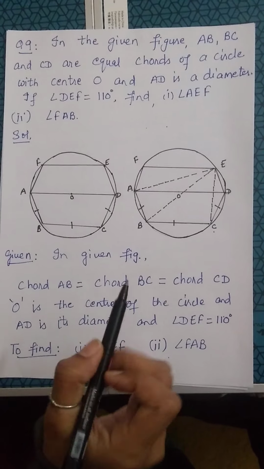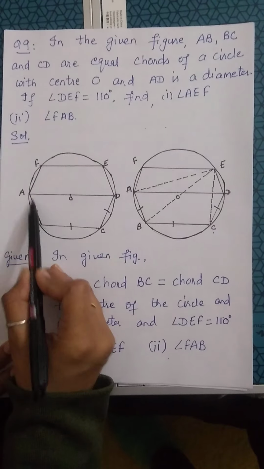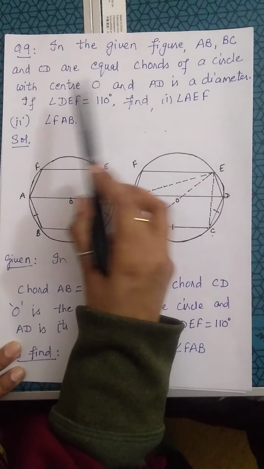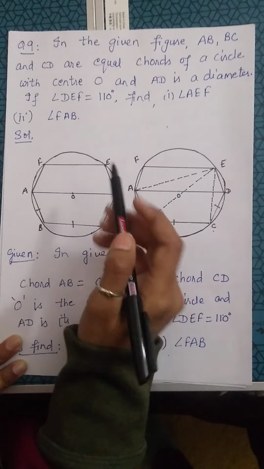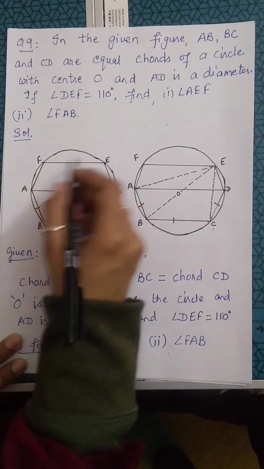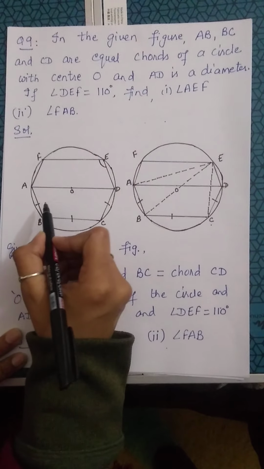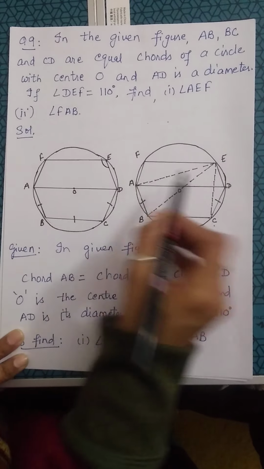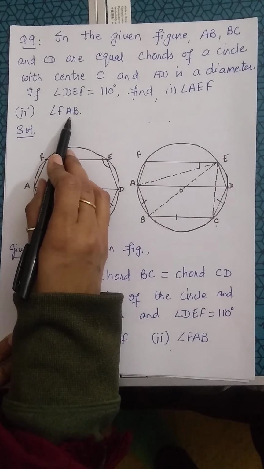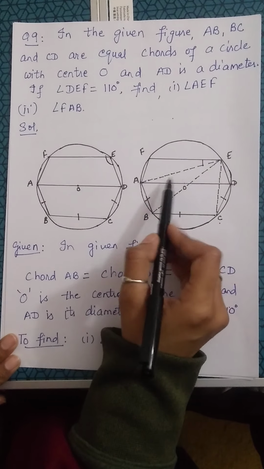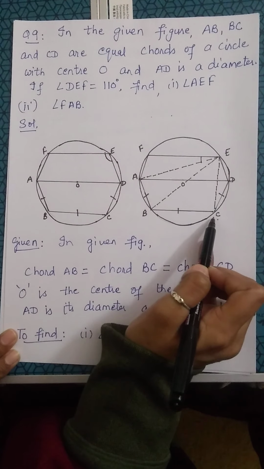Question number 9. In the given figure, AB, BC and CD are equal chords of a circle with center O, and AD is a diameter. If angle DEF is 110 degrees, find angle AEF, and the second one, angle FAB. Now for this we need to do the construction. I will be joining AE, BE and CE.